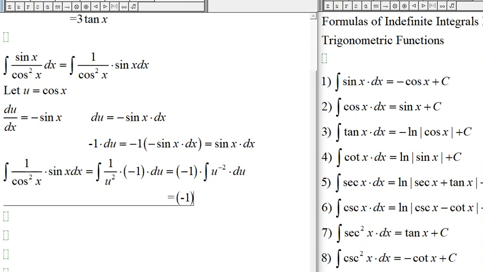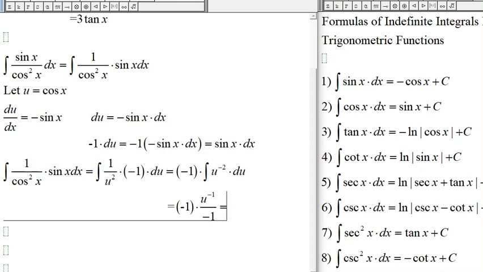So here we have negative 1, and then using the power rule, we add 1 to the exponent. Negative 2 plus 1 is negative 1. And then dividing by negative 1. And so negative 1 divided by negative 1 would be just 1. And so we just have u to the negative 1. And then this becomes 1 over u. And this becomes 1 over cosine of x, since we let u be cosine of x.